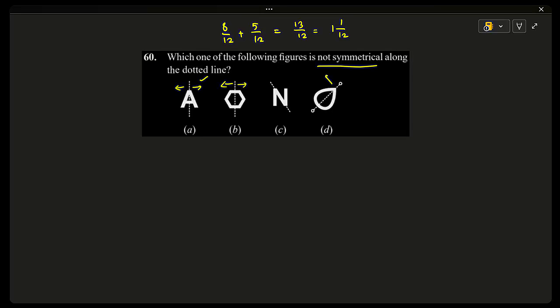Here also left and right of the line are the same, but here left and right of the line are not the same. Their positions change, upside down also happened. So option C is not symmetrical. Okay. Next 61.